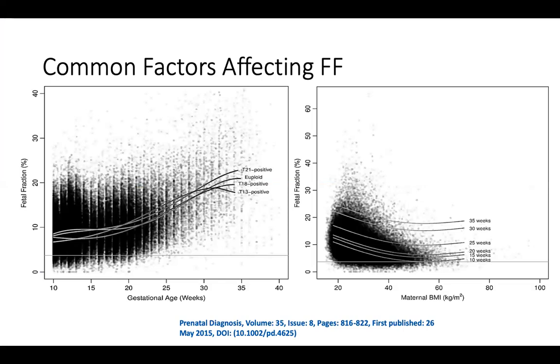Gestational age and maternal BMI are probably the most common. Gestational age has a linear relationship. So as gestational age increases, so should fetal fraction. And then maternal BMI has that inverse relationship. So studies have shown that in patients with a high BMI, they have increased apoptosis in their adipose cells. So that's going to increase levels of the maternal contribution, which then dilutes the fetal contribution and results in that decreased fetal fraction.